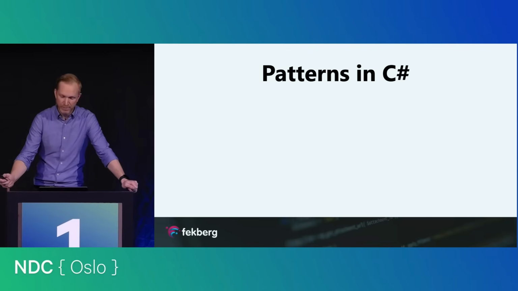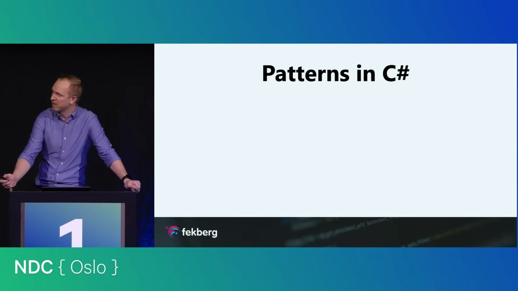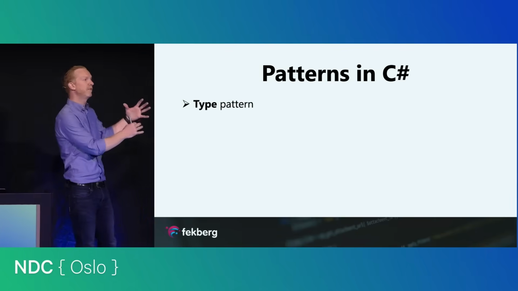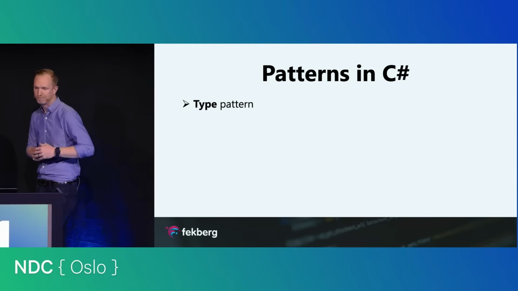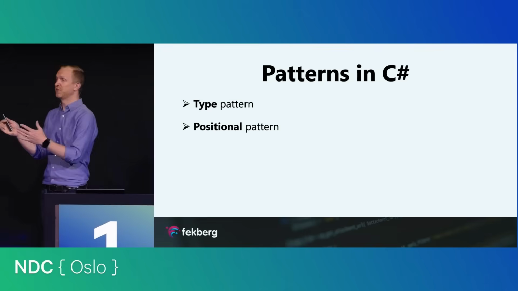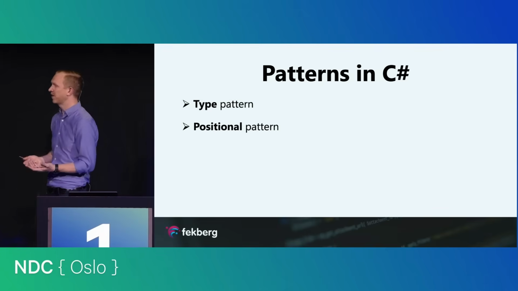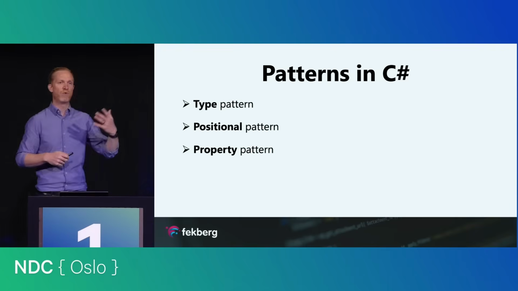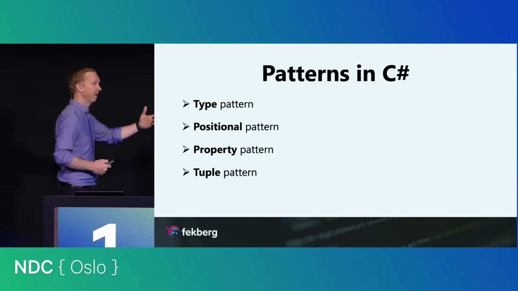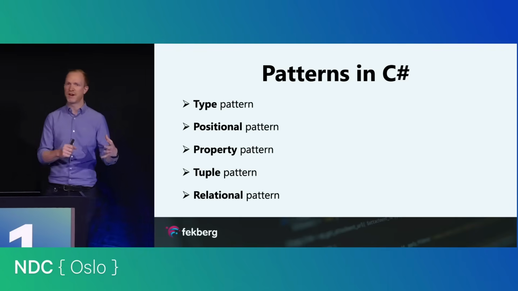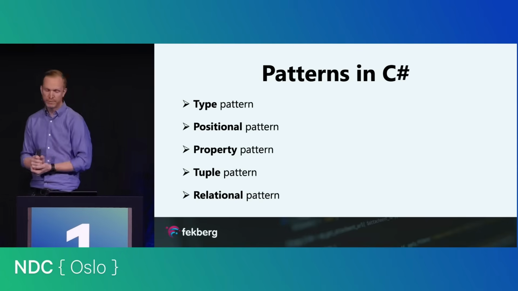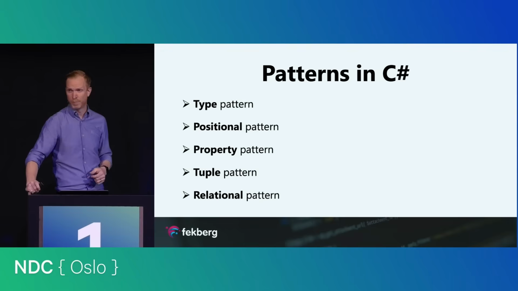So patterns in C#. There's quite a lot of different patterns that we can introduce. You just saw the type pattern. That's a very simple way of saying, hey, is this the type that I'm looking for? We can check positional patterns used when we deconstruct an object, probably a little bit less frequently used. We can check the property values. We can check values inside a tuple. We can check the value of a particular field or property on a type, and they create a relational pattern for that.